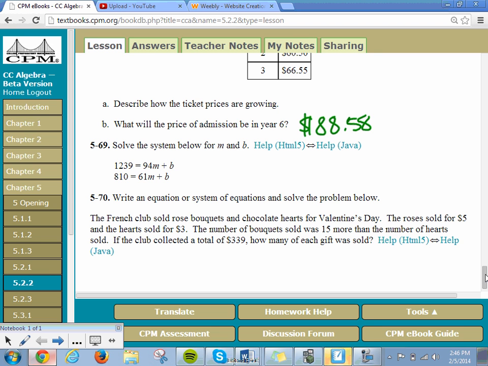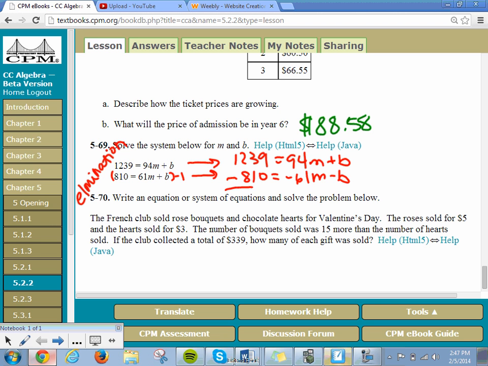For 69, it wants us to solve the system below for m and for b. So we're doing our systems of equations. With the way it's set up, it looks like our best bet is to do elimination. So I'm going to solve using elimination. I see that my b's both have the same coefficient of +1. What I'm going to do then is multiply my bottom equation by -1 and rewrite them. So we'll have 1239 is equal to 94m plus b over -810 is equal to -61m minus b.